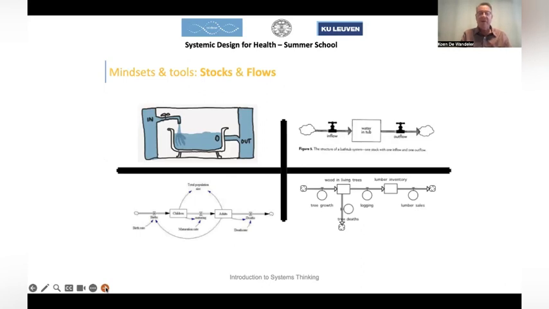Other things we have to keep in mind is that basically every system works with stocks and flows. The best example that we can give is the example of the bathtub. There's obviously an inflow, and the bathtub itself is a stock of water. When we finish our bath, we let the water out, and there's an outflow. So you see it illustrated in the two upper illustrations. But this is applicable to so many things.